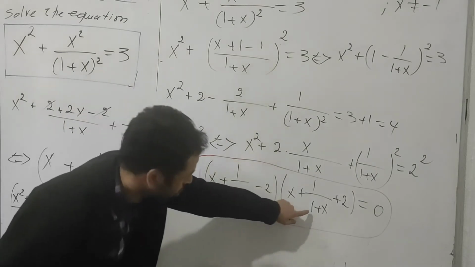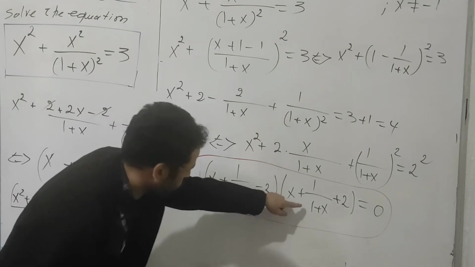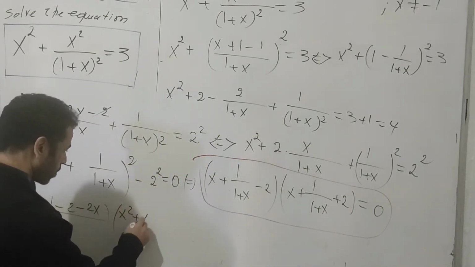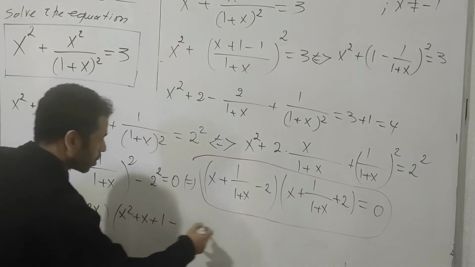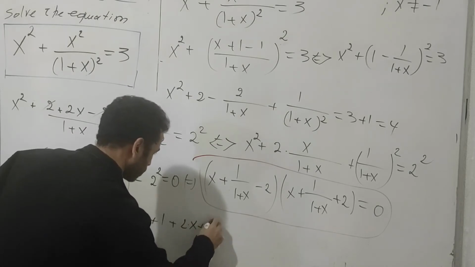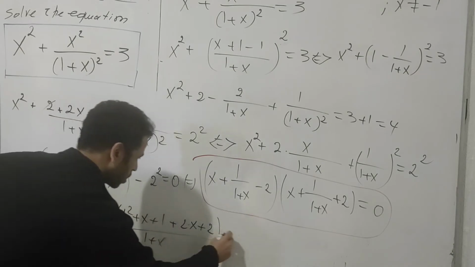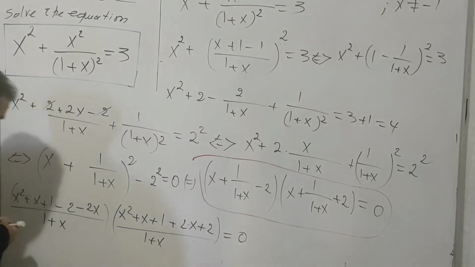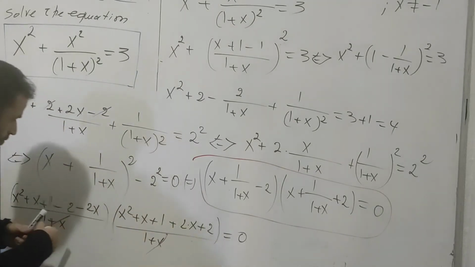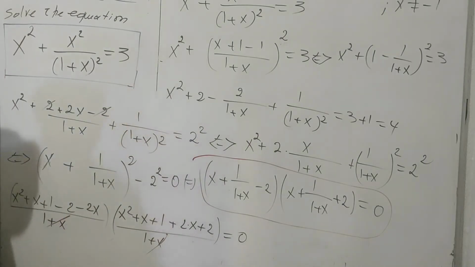Then I'm going to do the same thing. I'm going to put 1 plus x as a common denominator by multiplying this one by this one, which is giving me x squared plus x plus 1 plus 2 multiplied by x plus 2, and this one is divided by 1 plus x equals 0. Since I have 0 here, this 1 plus x will be cancelled out from the denominator, I'm going to bring this one at the top and continue solving our equation.